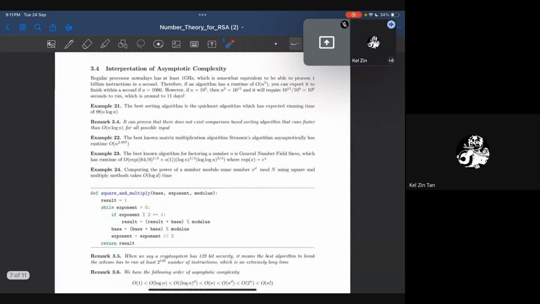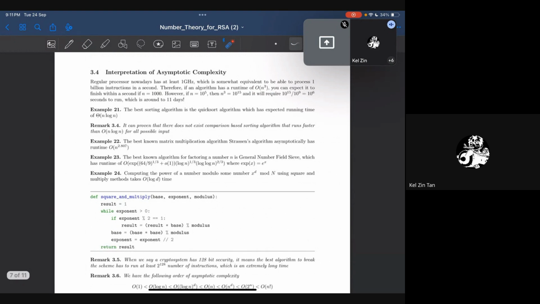So we see that if you have n cubed, then the largest n that you can get to, if you want to finish within a second, you need n to be 1000. Otherwise, it probably takes a long time for you to finish it. So this asymptotic complexity is very useful for us to know how to estimate the runtime.